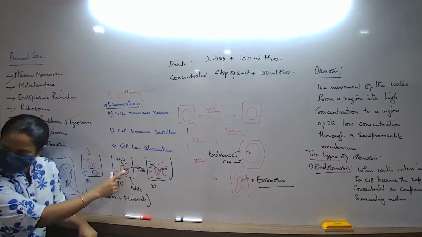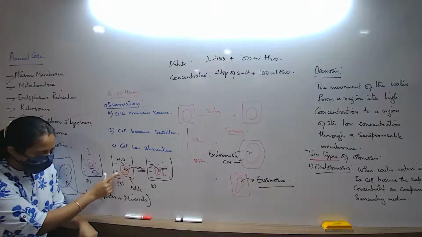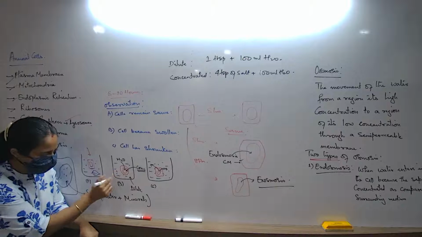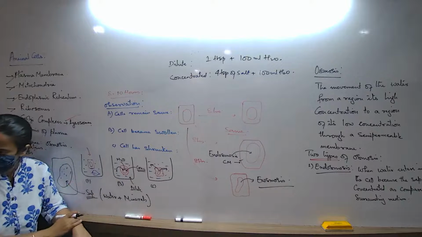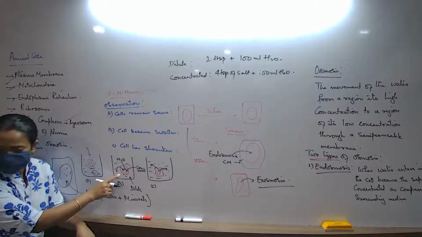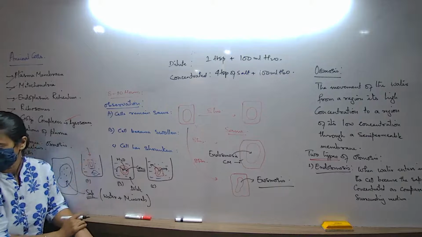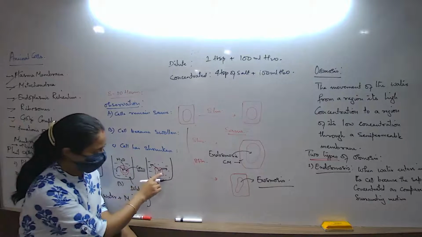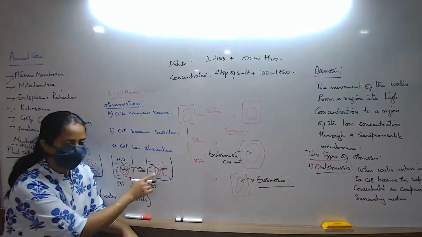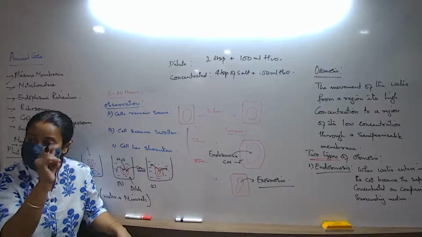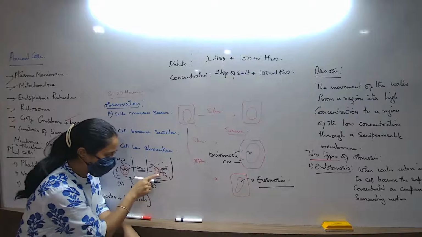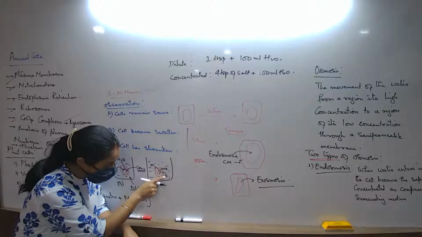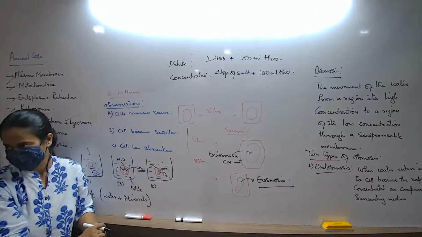This is endosmosis, okay? Now what is happening here? The water is moving from a region of high concentration to a region of low concentration, because this is a dilute medium and this is concentrated. Let us check here. We see that the cells are shrinking, but here also the water is moving from a region of high concentration to a region of low concentration.